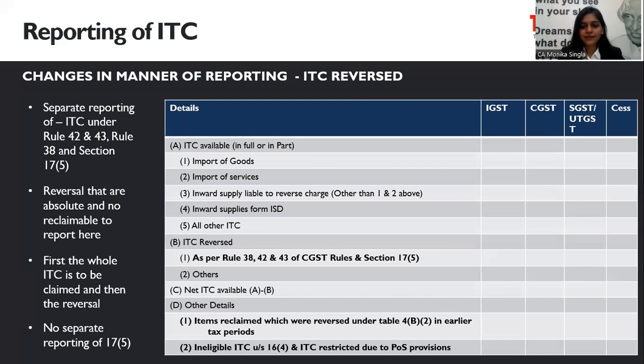So we have discussed the provisions and the reporting requirements that have been changed in Form GSTR-3B. Now it is yet to be seen whether these changes will be incorporated for the return that is to be filed for the month or quarter of June, the due date of which falls by 20th or 22nd or 24th of July.